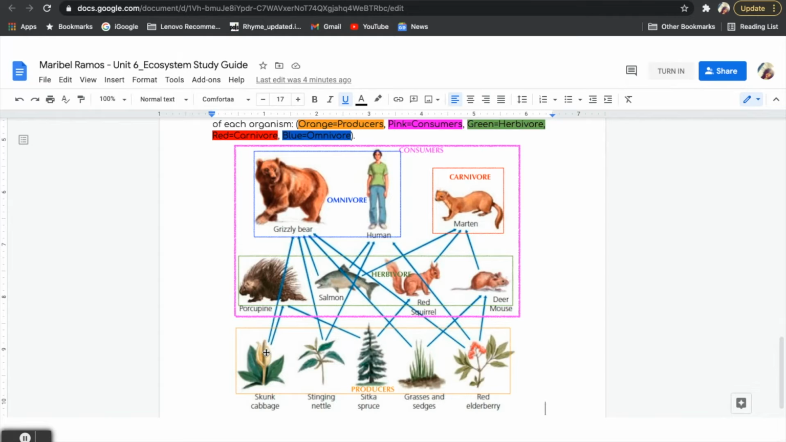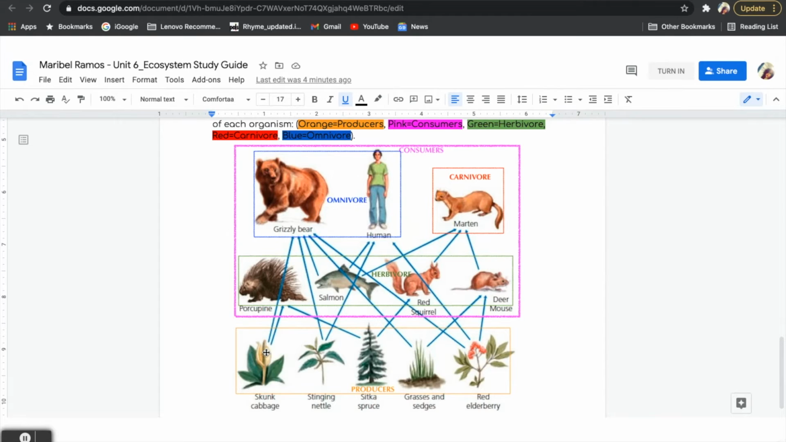These producers are able to make food using the sun's energy and help themselves grow. When our producers are grown, they are able to help other organisms in ecosystems for food. For example, herbivores. Can you name some herbivores that we see on our food web?